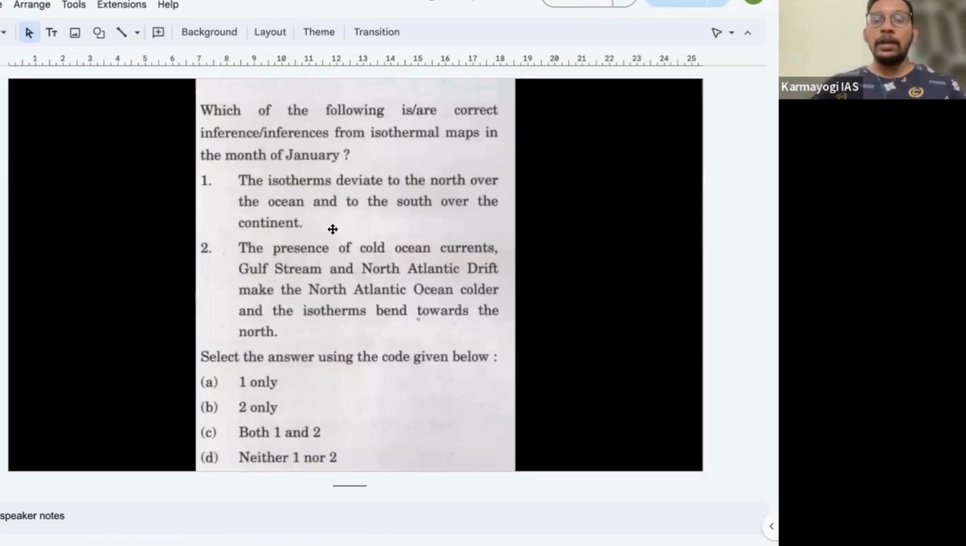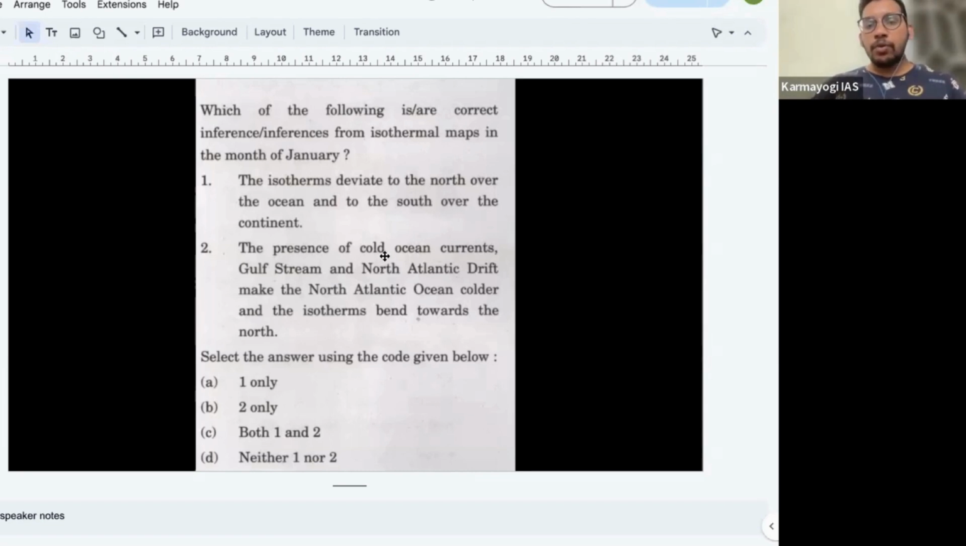This is correct. Why? In January, we have a winter season, so land takes much colder temperature. If you take 10-degree latitude, let's say temperature is 5 degree in the land. On the same 10-degree latitude, if you go to the oceans, the temperature will be higher because ocean won't take the coldness as fast. So it can be 10 degree, 12 degree. So if you want to see the same 5-degree temperature, you need to move towards the higher latitudes. So isotherm moves towards the north in the ocean, south in the continent. So this statement is correct.